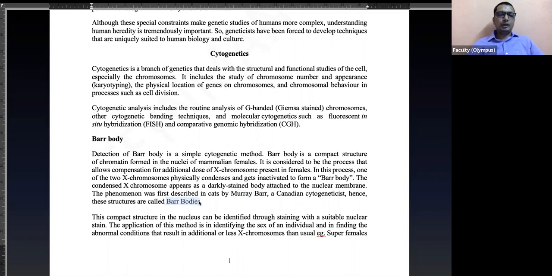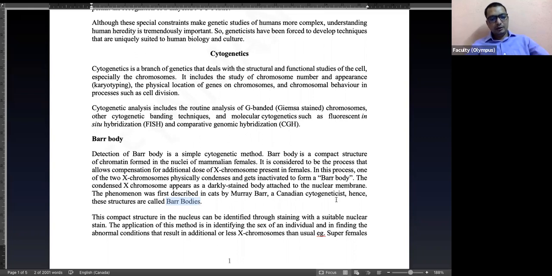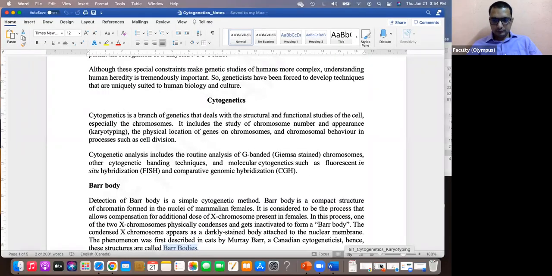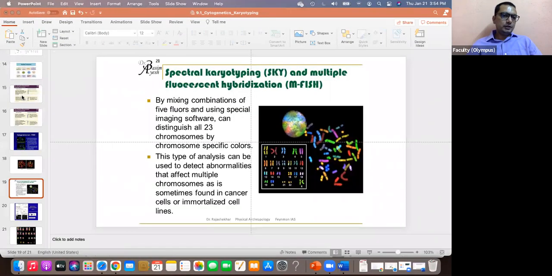So what are bar bodies? Bar bodies are nothing but inactivated X chromosomes. A bar body is an inactivated X chromosome. And why does an X chromosome get inactivated? Think about it. This concept is also known as dosage compensation.